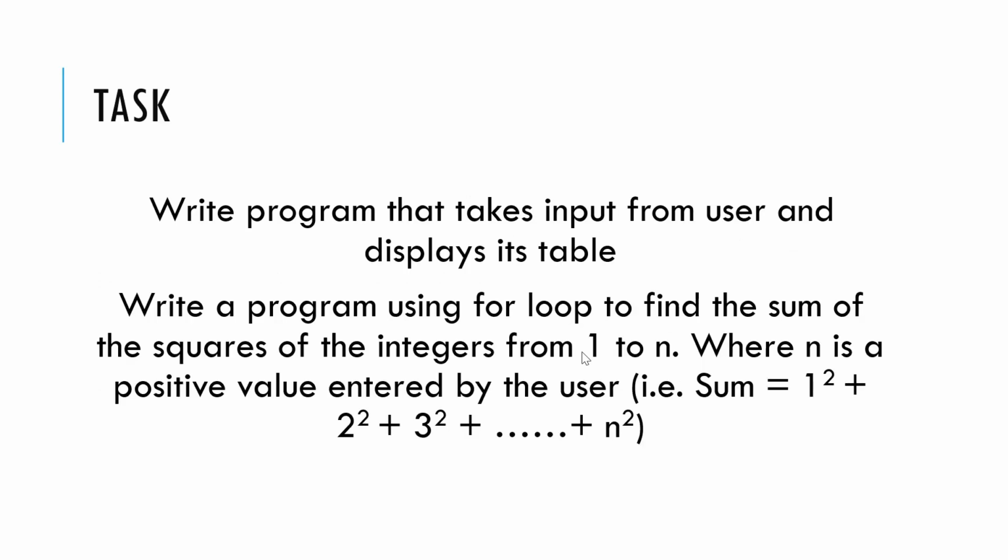Now you have two tasks. One is to write a program that takes input from the user and displays it. Secondly, write a program using a for loop to find the sum of the squares of the integers from 1 to n, where n is a positive value entered by the user. For example, if the user enters 7, the sum will be equal to 1 squared plus 2 squared plus 3 squared plus 4 squared plus 5 squared plus 6 squared plus 7 squared.